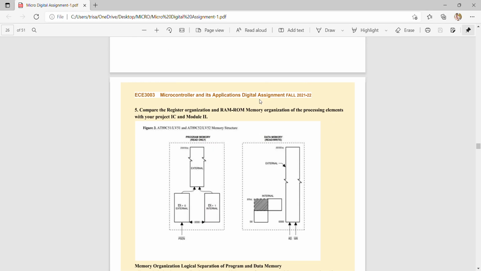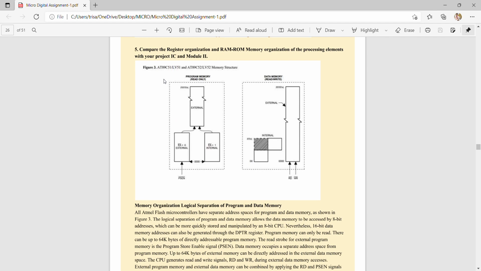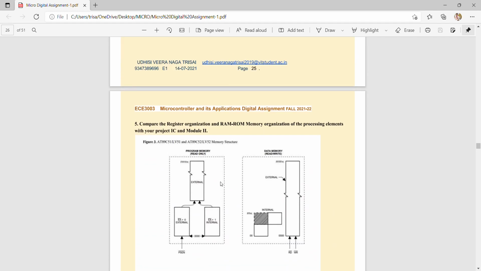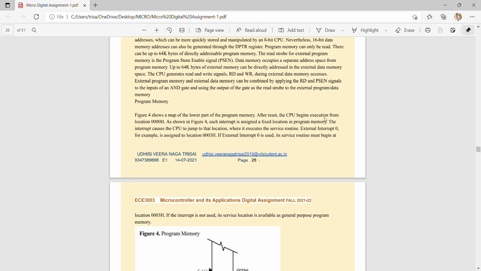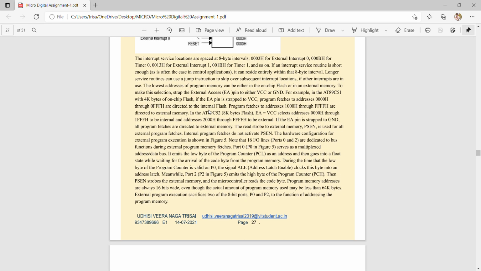And the fifth question is to compare the organization of RAM and ROM memory in the processing element with our project in module 2. And these are the AT89C51 and AT89LV52 memory structures. You can observe the memory logical organization. You can see in the figure, this figure shows the program memory: after reset the CPU begins execution from location 0000H, and each interrupt is assigned a fixed location in program memory. The interrupt causes the CPU to jump to that location and execute the service routine. So you can observe all the interrupt locations, and these are 8 bytes each, and the last one is called reset. And this is the clear explanation of the diagram.